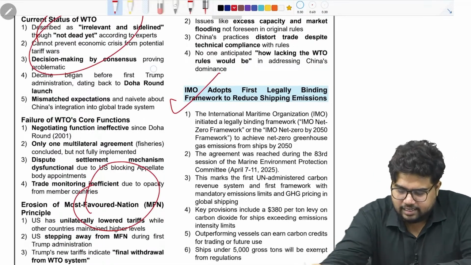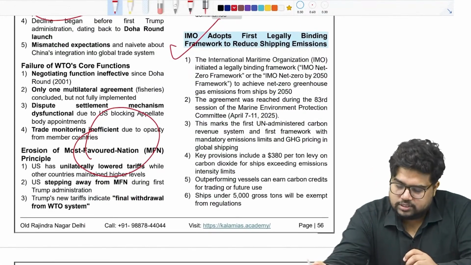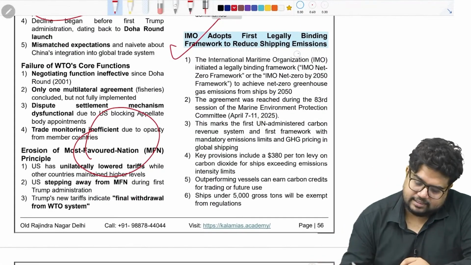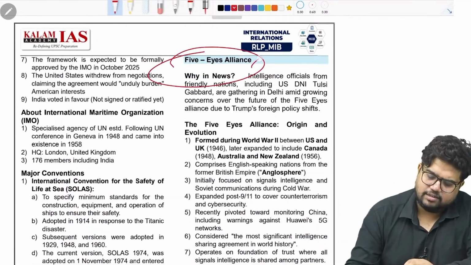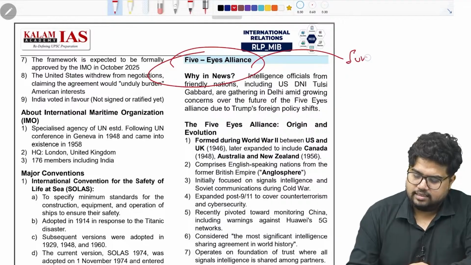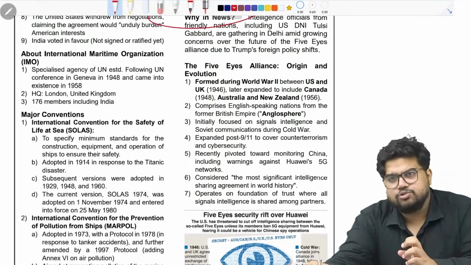IMO has legally adopted the first legally binding framework to reduce shipping emissions. On the Five Eyes Alliance, there was a summit that happened in New Delhi. That's why this is important. What is the alliance? You should have a clear picture.